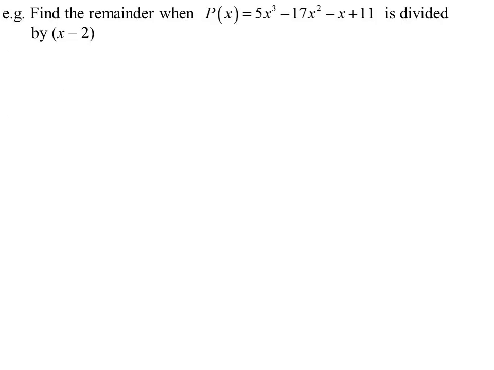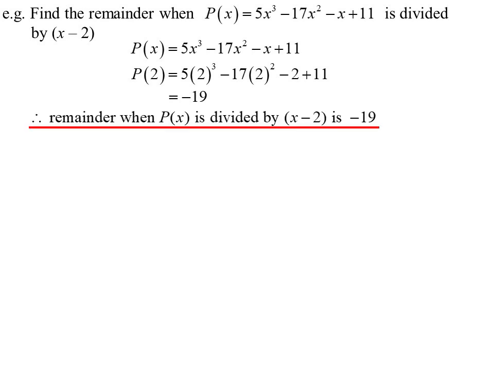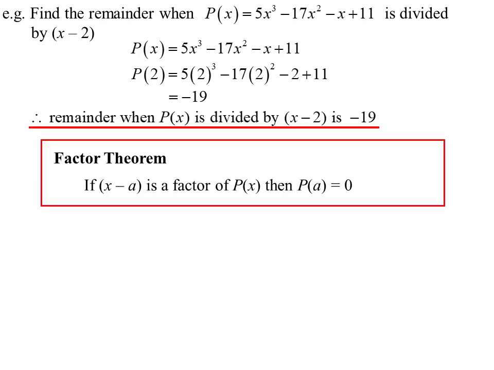Let's just show it. It gives the same answer. Substitute in 2, and sure enough, negative 19. Heck of a lot quicker than going through the whole of the polynomial division. But that then brings up an even better thing, the factor theorem. Because of course, if it is a factor, we know it has no remainder. So if I'm looking for factors, I just have to substitute the possibilities in. If I get an answer of 0, I know it's a factor.